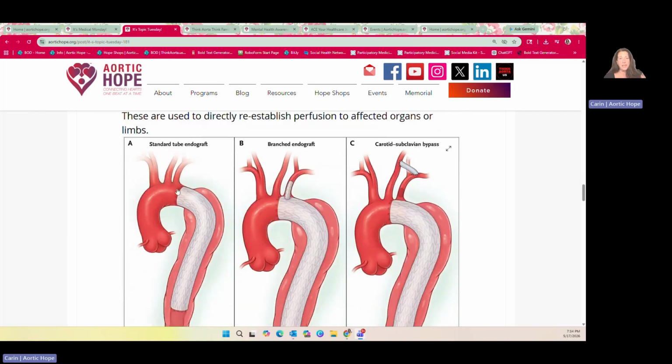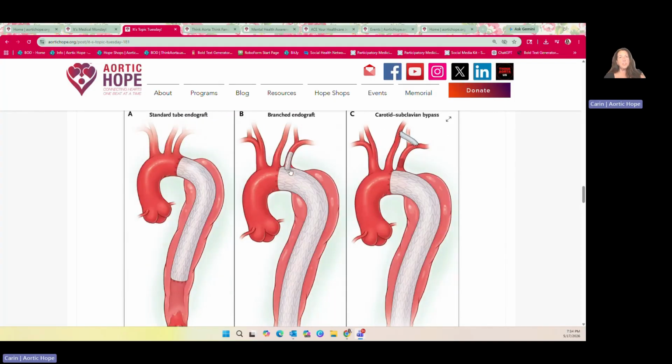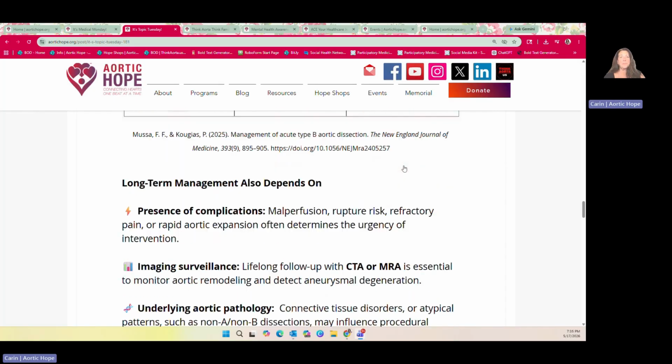So after the graft, again, this is considered descending, like right there. So this is one way you go up endovascularly and you deploy a graft inside. Okay, here's a branch. So they connected it to one of the branches in the arch. Sometimes there's a subclavian or a carotid subclavian bypass that takes place because this looks like it's blocked in here. Let's get to the long-term management of a type B.